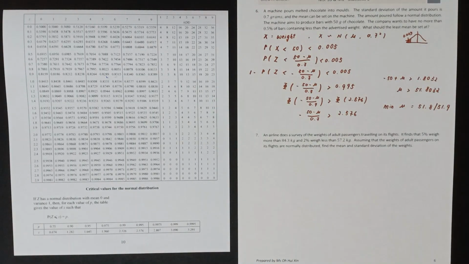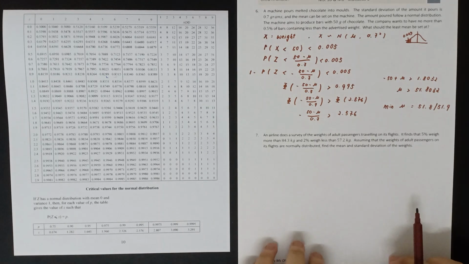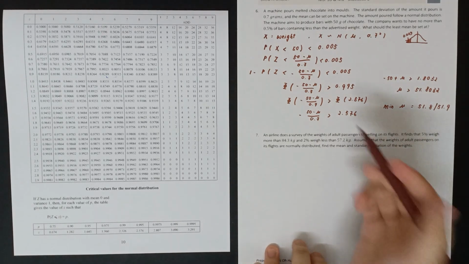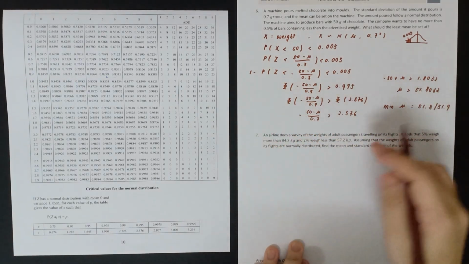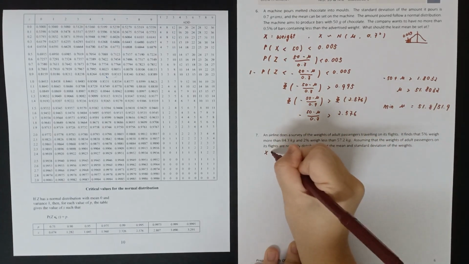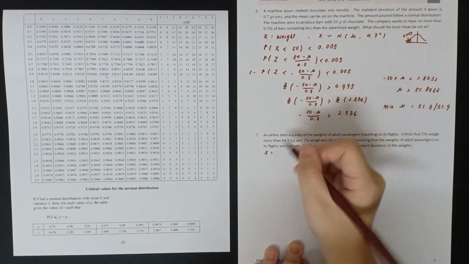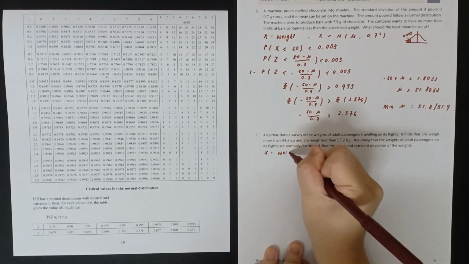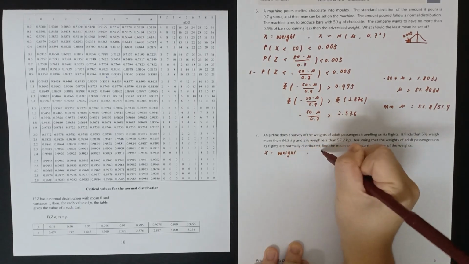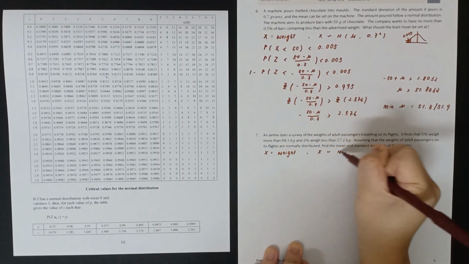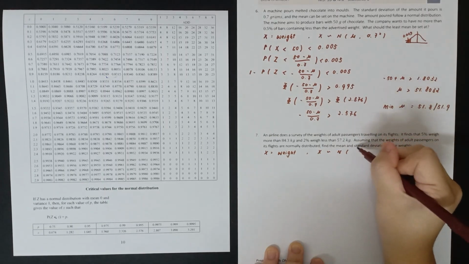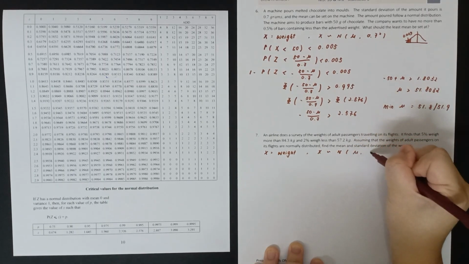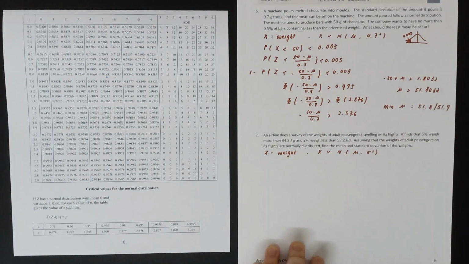So you need to find out what the mean and the variance are. Same thing, you can write down the information given by the question, or you can first assign your variable. So you can put down your x. The x here is the weight of the passenger, right? Then you can just write down weight. It's normally distributed, but you want to find the mean and the standard deviation, meaning that you are having a mu and sigma square.